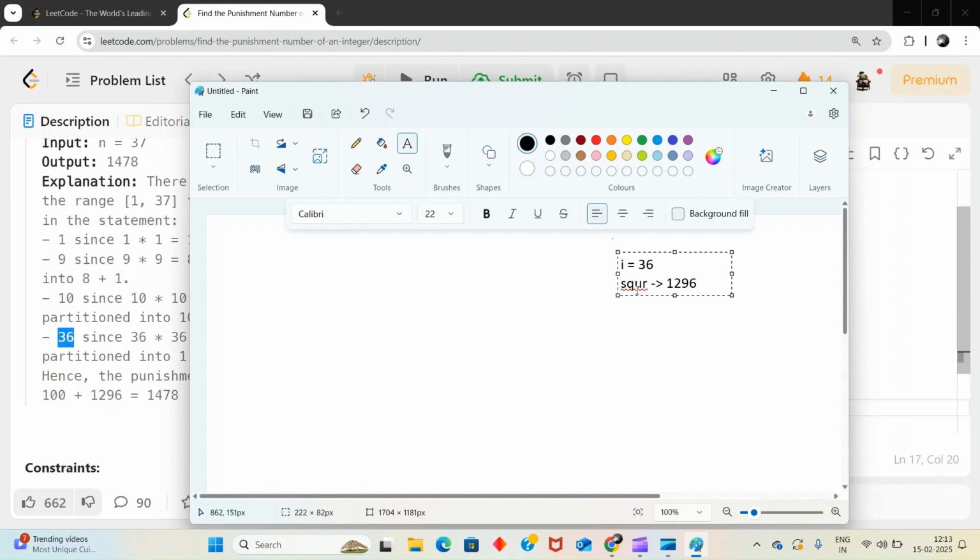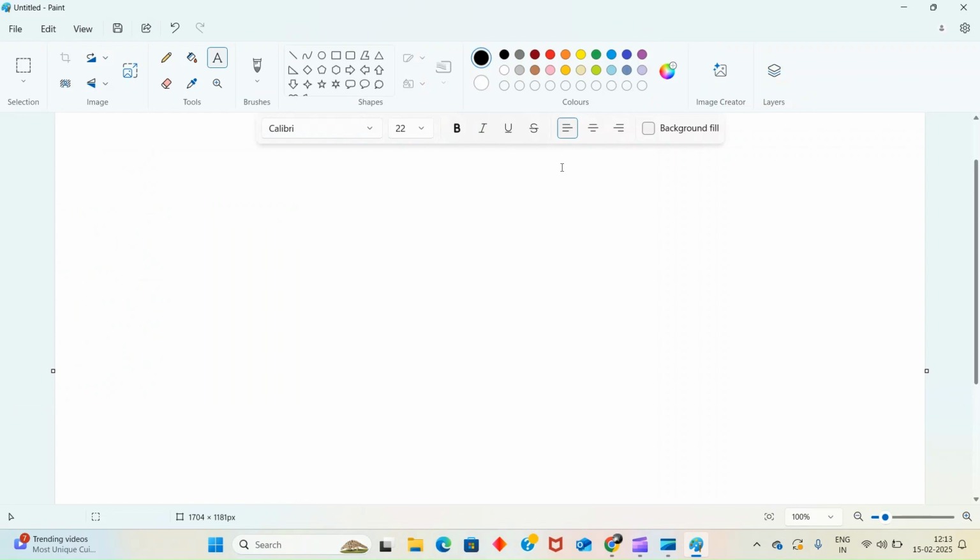1296. Okay, this is my square and this is my I. What I need to do is make partitions of this such that the sum of all the partitions should be equal to 36. So how many partitions can I do? Let's say here we have this 1296. Okay, let me move this. Now fine.